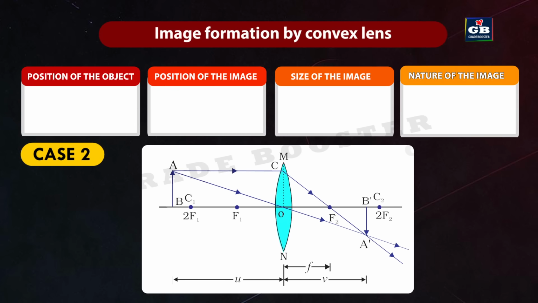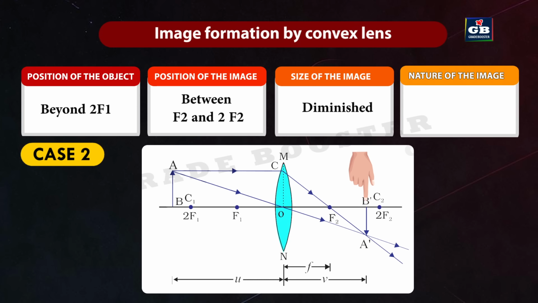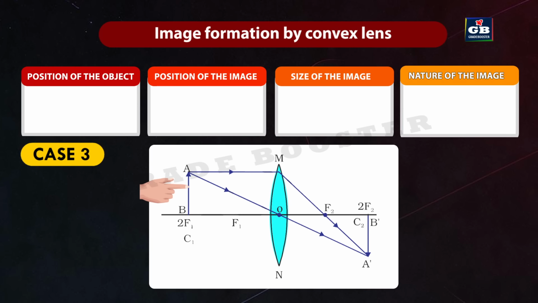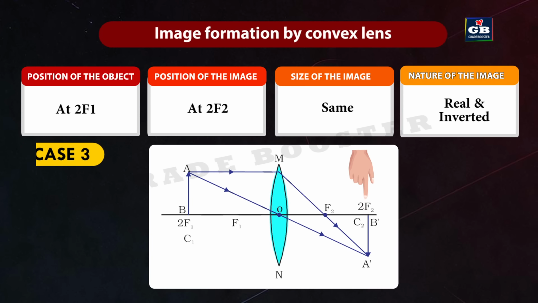Case 2. If the position of the object is beyond 2f1, the position of the image will be between f2 and 2f2. The relative size of the image is diminished. The nature of the image is real and inverted. Case 3. If the position of the object is at 2f1, the position of the image will be at 2f2. The relative size of the image is same. The nature of the image is real and inverted.